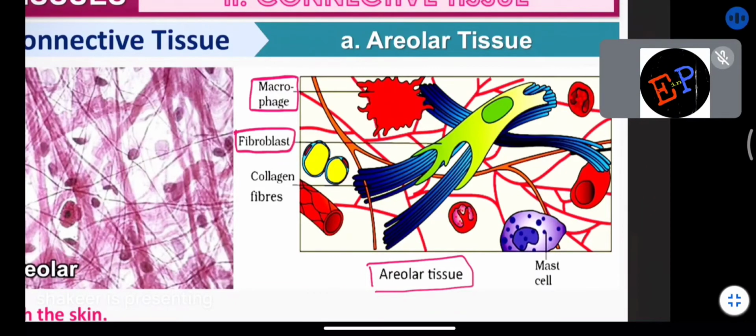So this green color layer which you are seeing is called fibroblast. And fibroblast produces what? Fibroblast produces collagen fibers. These are the collagen fibers which will give strength to the tissues. And here you can find the mast cells which produce histamine and heparin, which is a part of the neuroimmune system. So these are the different parts which are present in this areolar tissue.